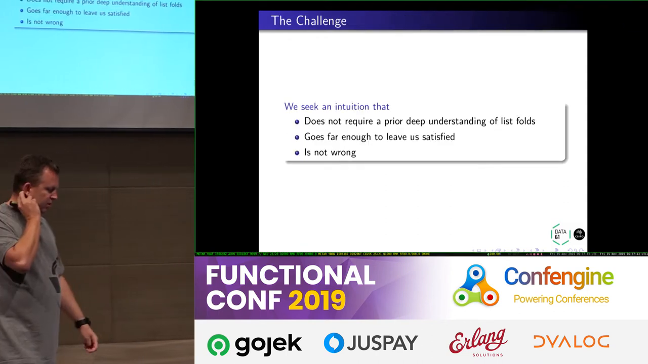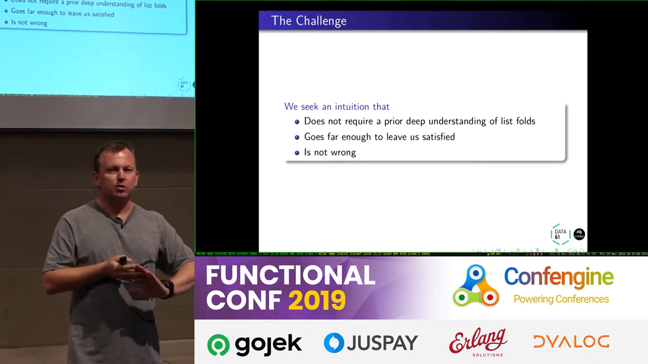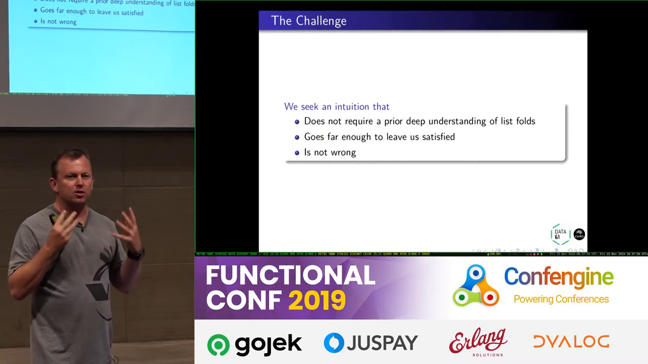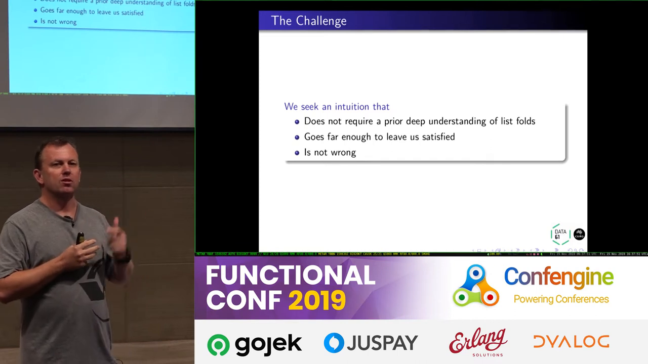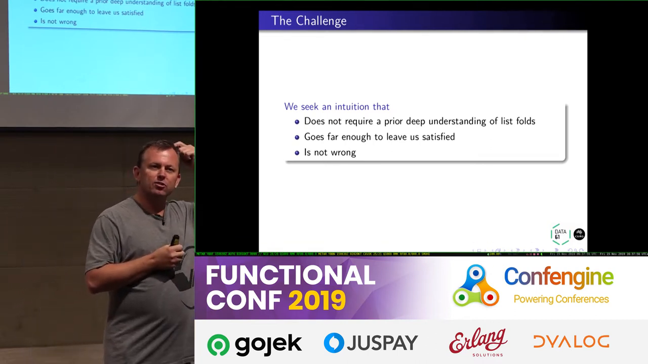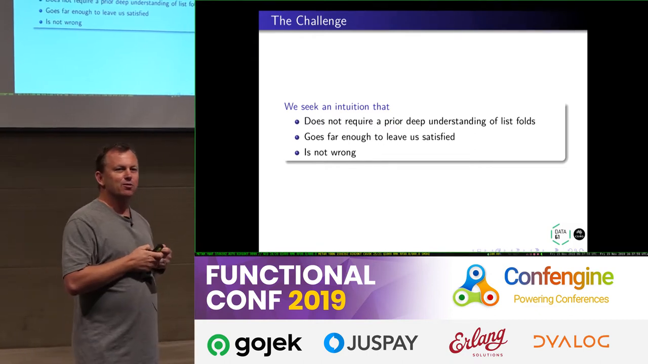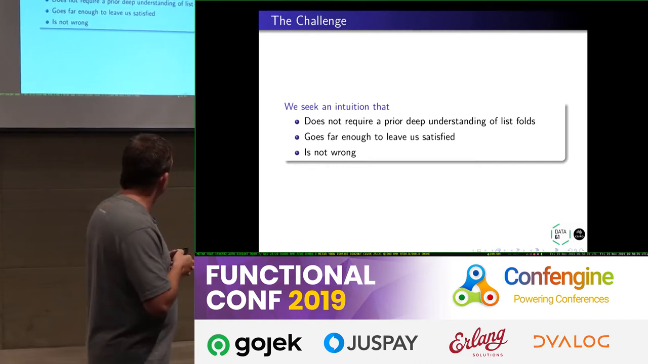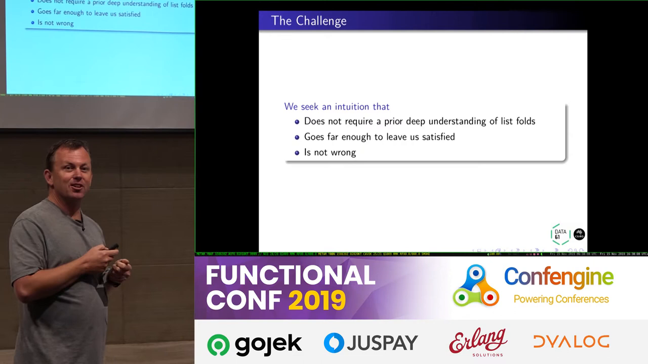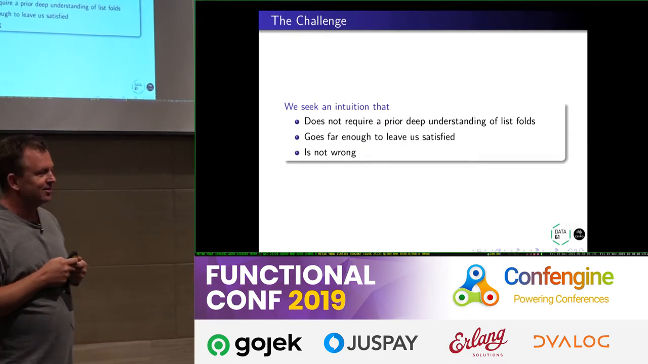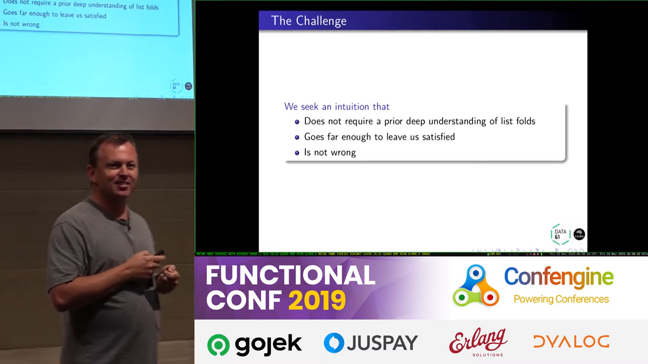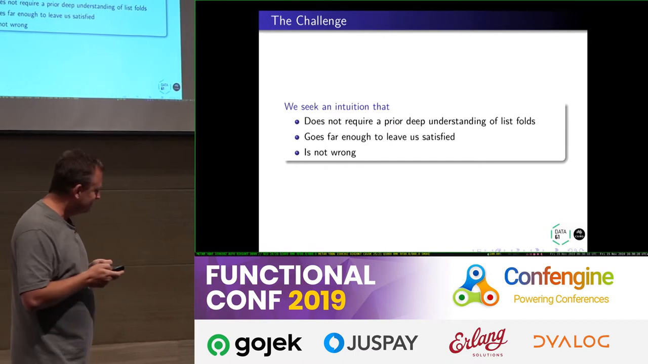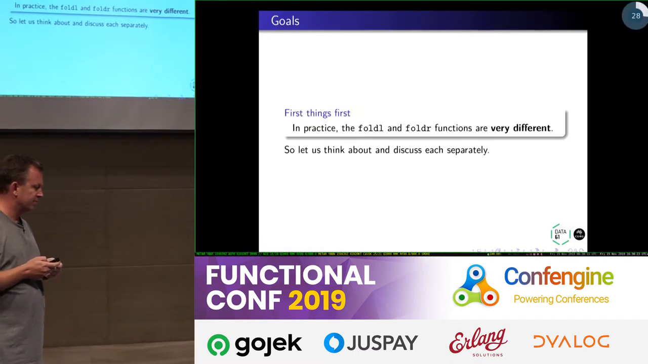So we're looking for an intuition that doesn't require you to already have an expert knowledge, that is satisfactory, that you feel like you've understood something, and it's not wrong. If you've ever read a Monad tutorial on the internet, you'll find that they meet the first two goals. Like, consider burritos. You don't need a deep understanding of burritos. Burritos are satisfactory, but monads are not burritos. Sorry, they're not. So I'm hoping to achieve all three of these.